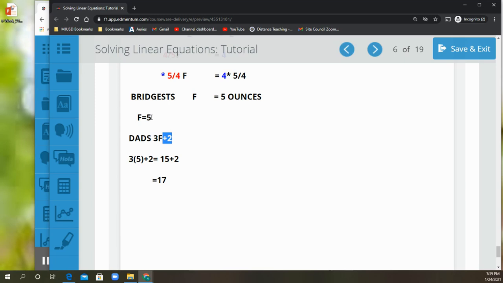So if we substitute the 5 in for her first fish, we've got 5 here. 3 times 5 plus 2 equals 15 plus 2. So we got this multiplication, all right? So 15 plus 2 equals 17. All right. Whew. So the first fish Bridget's dad caught weighed 17 ounces.